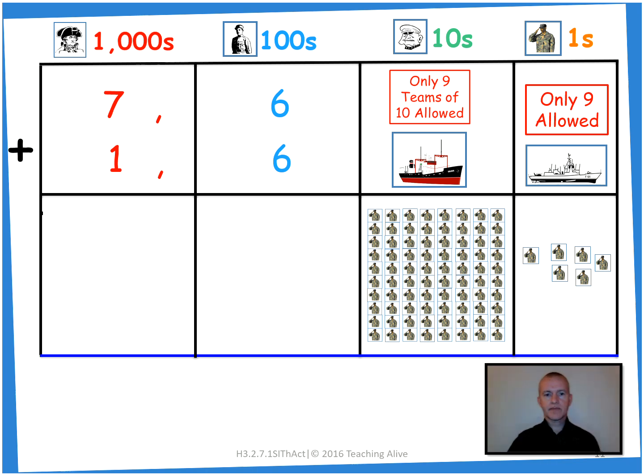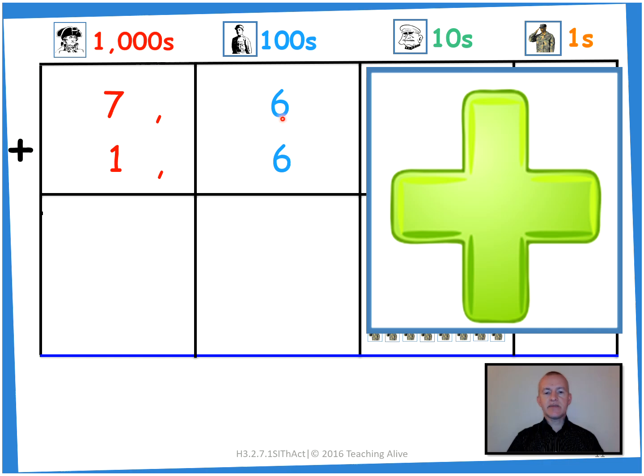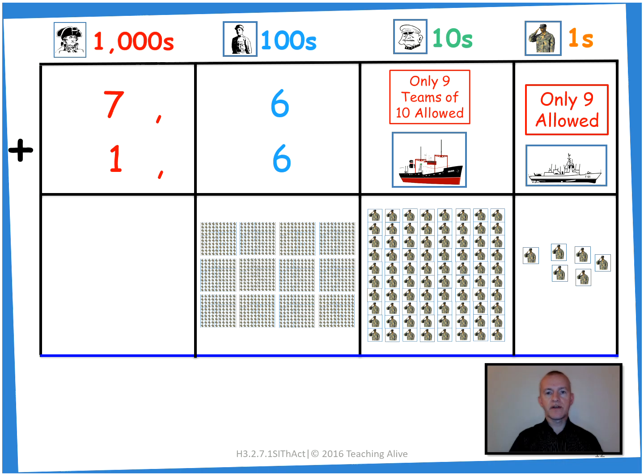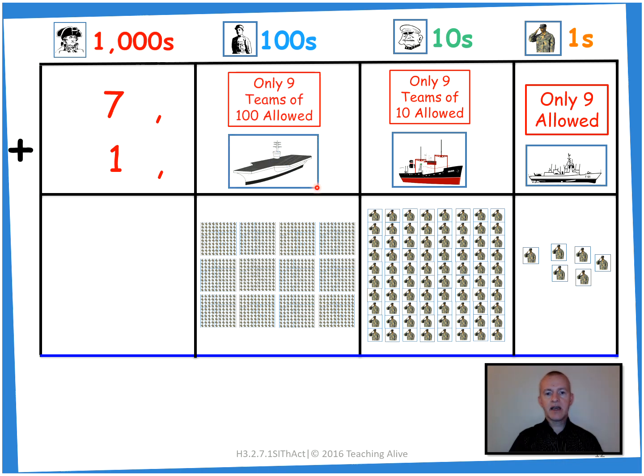We then move on to our major 100 column and we're going to add 6 teams of 100, add 6 teams of 100. So it's double 6. 6 add 6 gives 12. So we've got 12 teams of 100. However, there's the rules of our ships again. And our major hundreds ship only has enough room for 9 teams of 100. And we have a problem because we've got 12. So what can we do?